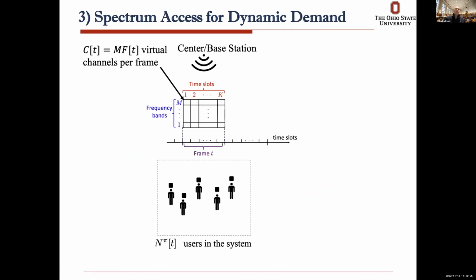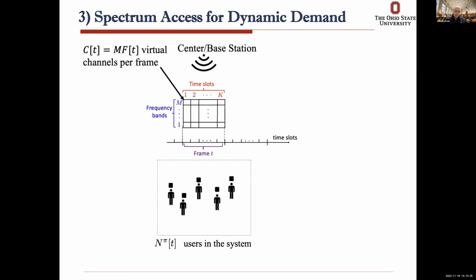So let me move on to the third dimension now. This is to do with spectrum access. In this case, we've got a frame-based setup of multiple frequency bands, there are M of them, and multiple time slots, K of them. The product of the two, K and M, describes the capacity, or what we call the virtual capacity C of the channel.